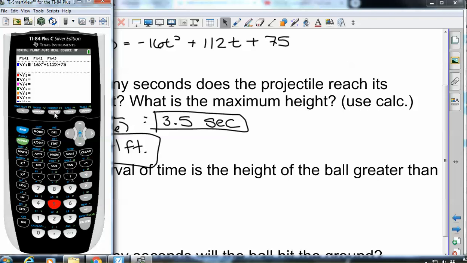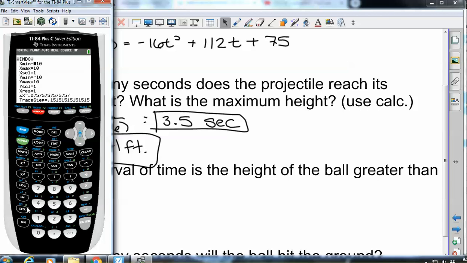Just so all of us are resetting our calculators to the same thing, if you go zoom number 6, that will reset us so we're all looking at the same window, negative 10 to 10. So zoom number 6. Is that showing me very much here? No. Okay, we are going to have to adjust some things. Let's go back to my y equals for a second. I want to know when the height is greater than what? 200. I'm going to go to my y2, and I'm going to go ahead and just hit 200.